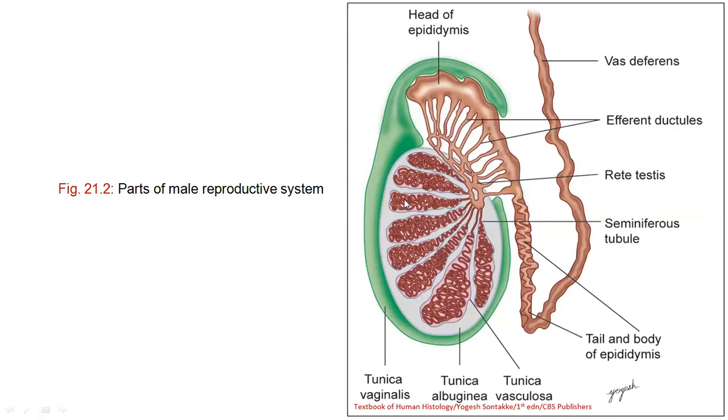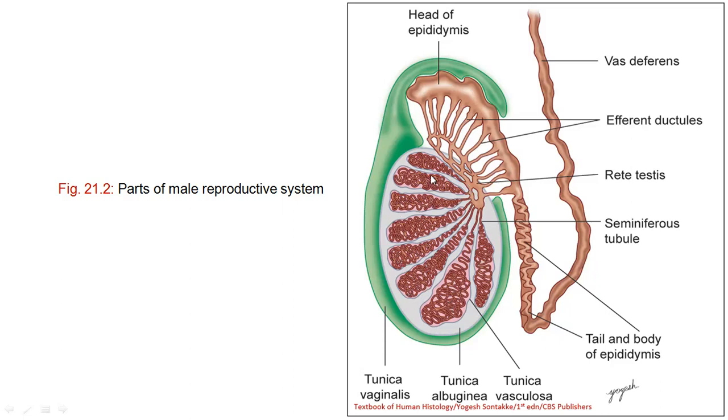A very, very important structure: what we have inside this scrotal sac is the testis. When you see the cut section of the testis, it has three coverings. The outermost covering, shown in green color here with two layers, is the tunica vaginalis. Below it we have the tunica albuginea, and below that the tunica vasculosa. In the cut section, we see many compartments inside the testis. In each compartment, you find these coiled structures, which are nothing but seminiferous tubules.